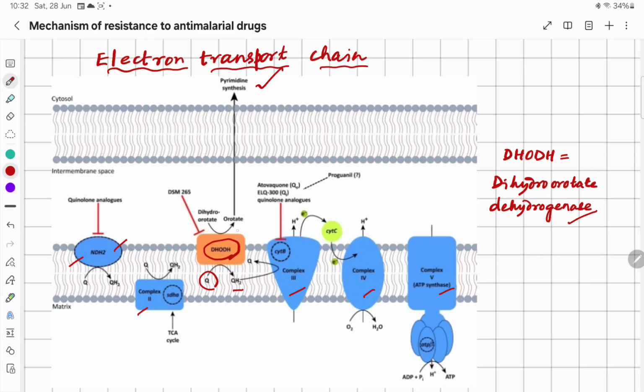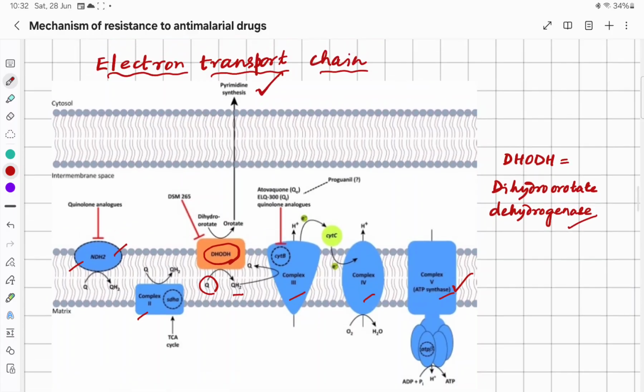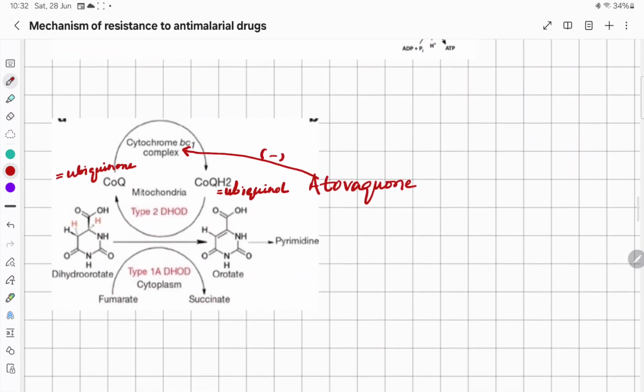So dihydroorotate to orotate, then orotate to pyrimidine. So there are two functions of the electron transport chain. One is ATP synthesis, and the second is pyrimidine synthesis. And the drug which acts on the electron transport chain is atovaquone, and this can inhibit ATP synthesis. It can also inhibit the pyrimidine synthesis.